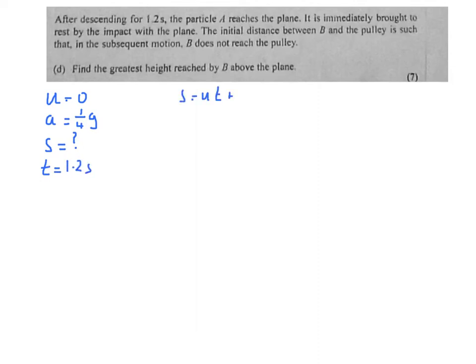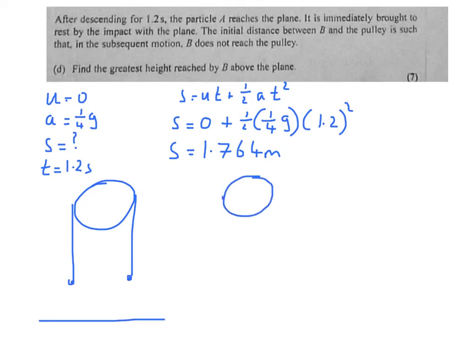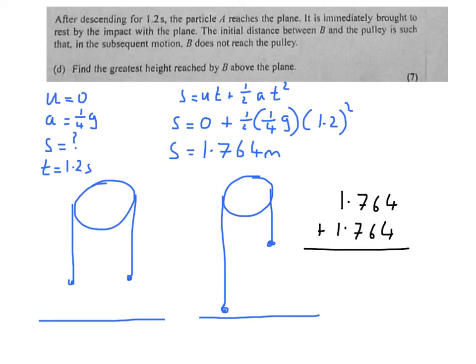S will equal ut plus a half at squared. So S will equal 0 plus a half of a quarter g times 1.2 squared. That gives us a distance of 1.764 meters. Now looking at the diagram, both particles started off above the ground. If particle A moves down 1.764 meters to hit the ground, that means particle B, which started off 1.764 meters above the ground, then moves a further 1.764 meters. So the total distance it is above the ground at the moment will be 1.764 plus 1.764, which is 3.528.